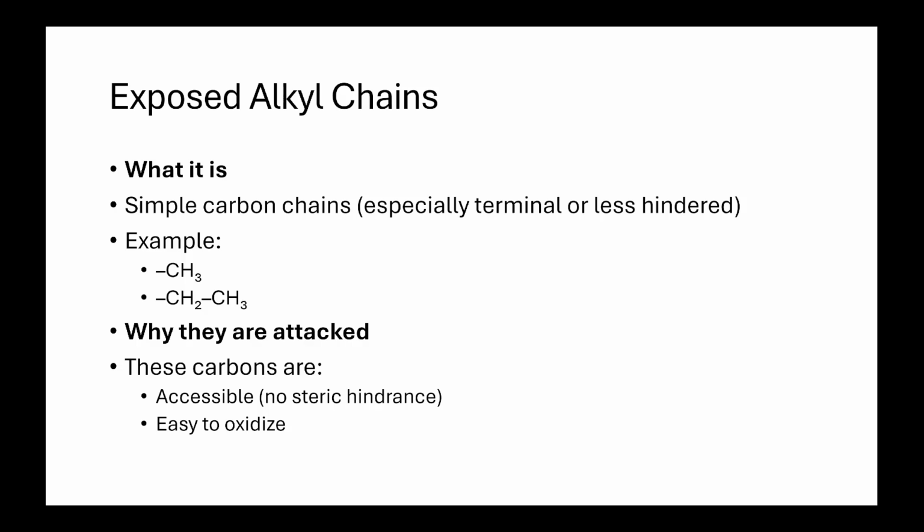So next we have our exposed alkyl chains. So what it is, these are simply carbons that are exposed, meaning they don't have bulky neighbors, and they could easily be attacked. So typically, these are carbon chains that are free or in terminal ends. They are attacked primarily because they are accessible, meaning there is no steric hindrance and these are easy to oxidize.